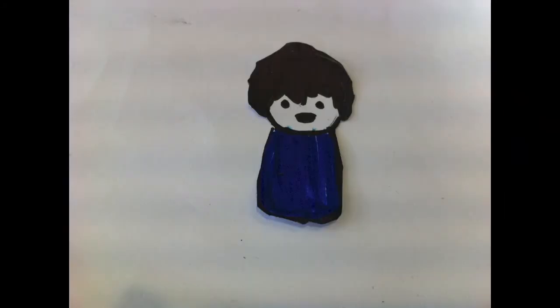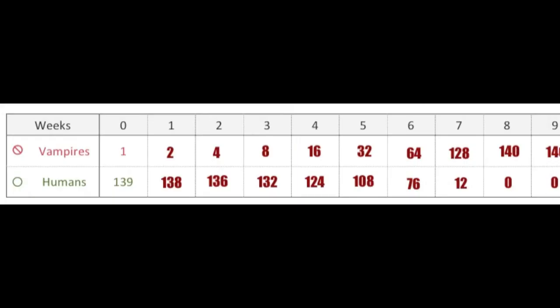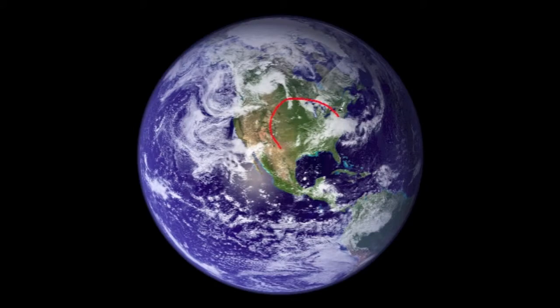Anyway, at this rate, in just 8 weeks, all humans would become vampires. This is the completed graph. But what about the world? If the disease could continue to spread and infect other places, how long would it take until everywhere is dead?